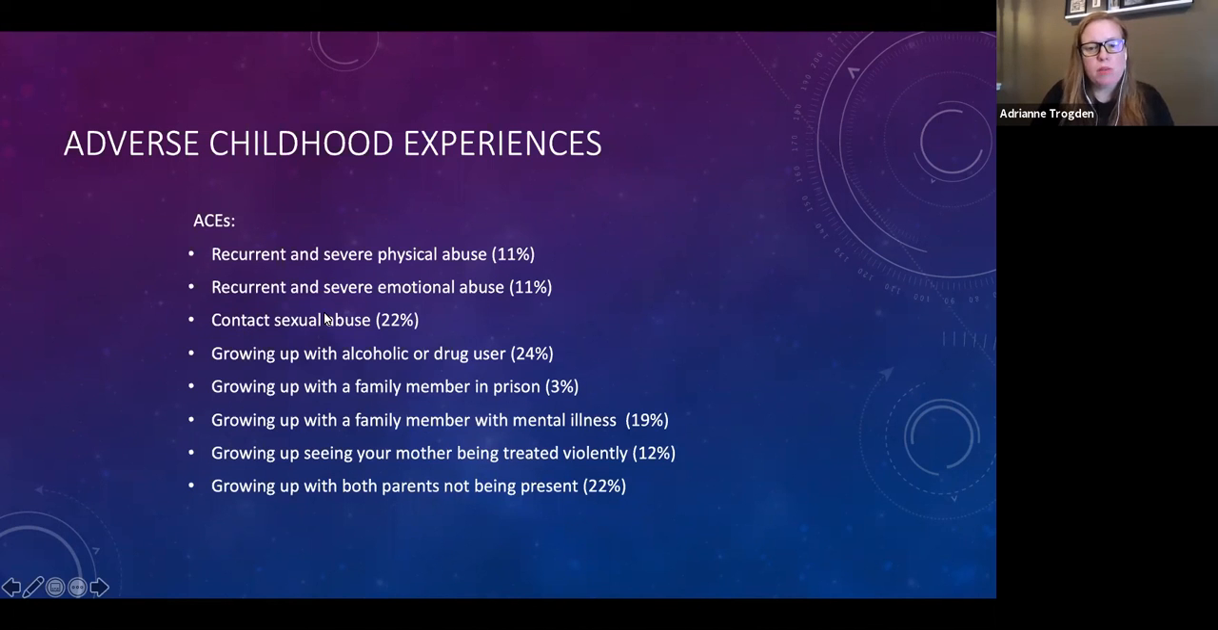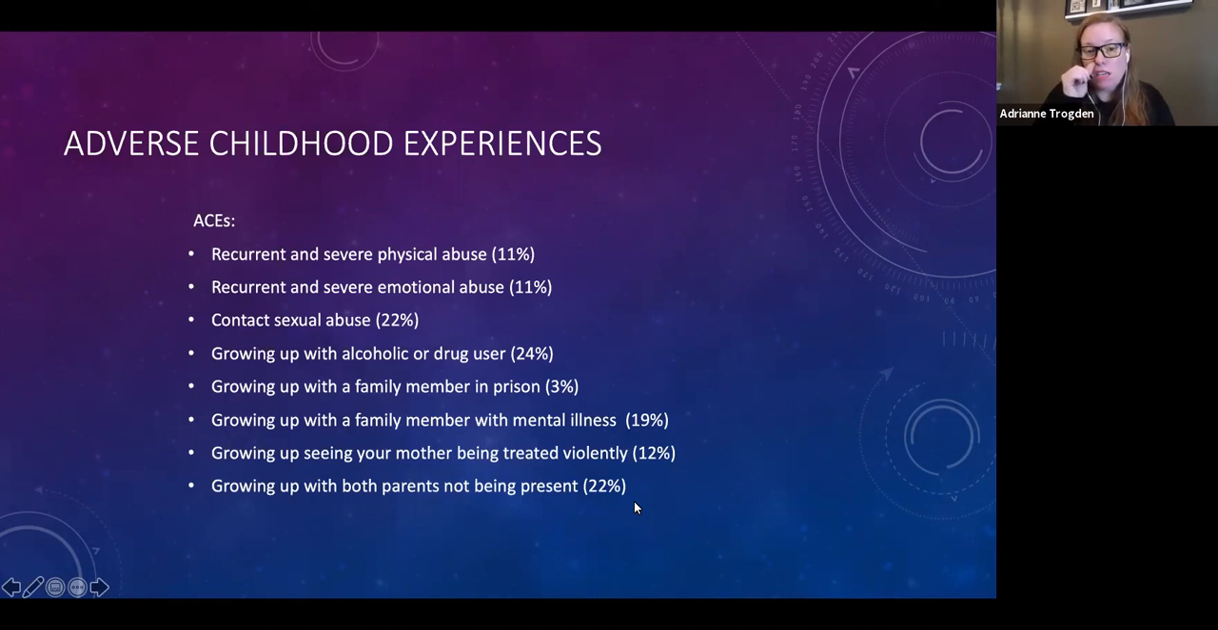Same thing for emotional abuse, about 11%. Contact sexual abuse, so this means they had some kind of contact or encounter that would be considered sexual abuse, about 22%. Growing up with an alcoholic or drug user, about 24%. Growing up with a family member in prison, about 3%. Growing up with a family member with a mental illness, 19%. Growing up seeing your mother being treated violently, which speaks more to intimate partner violence or domestic violence, 12%. Growing up with both parents not being present, 22%.